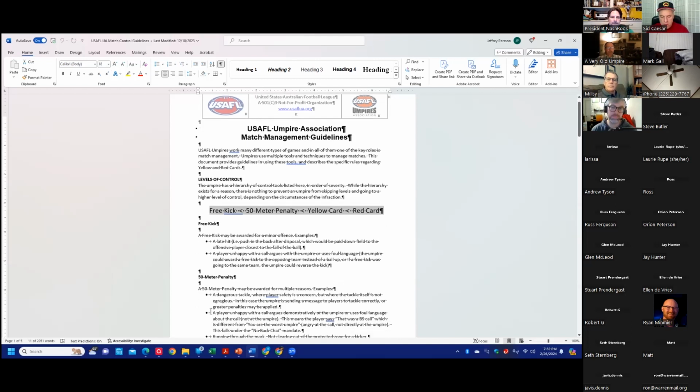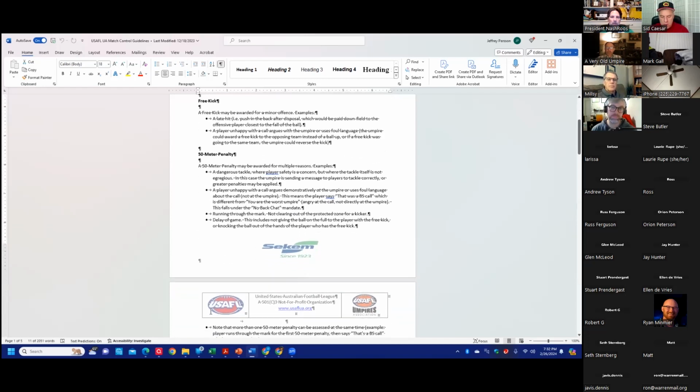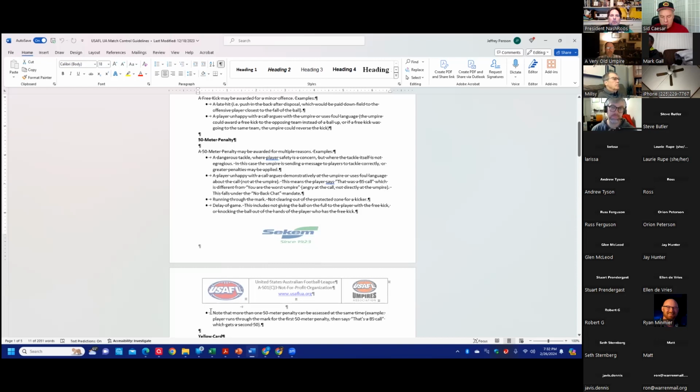All right, let's move on to the 50-meter penalty. A 50-meter penalty may be awarded for multiple reasons. And just before we jump into those reasons, depending on the actual game, it may be awarded at a different distance. So the Division I, those are always 50 meters.